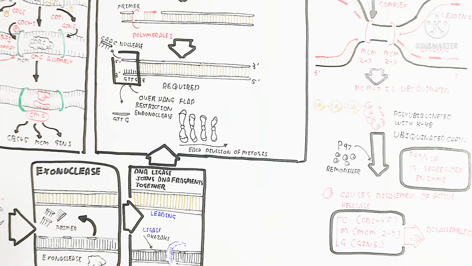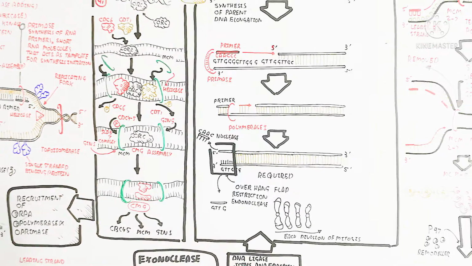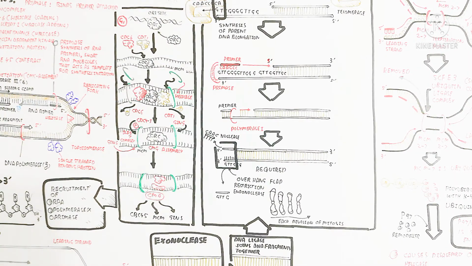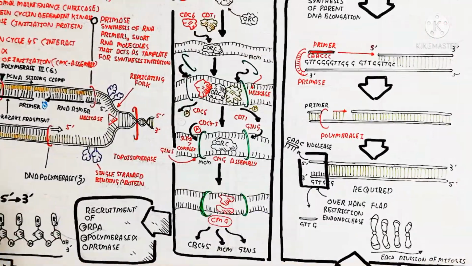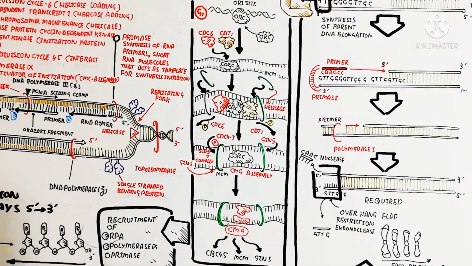So that was the DNA replication video. I hope it makes sense. Basically, the G1 phase, S phase and G2 phase make up the cell cycle. All these things occur in DNA replication.